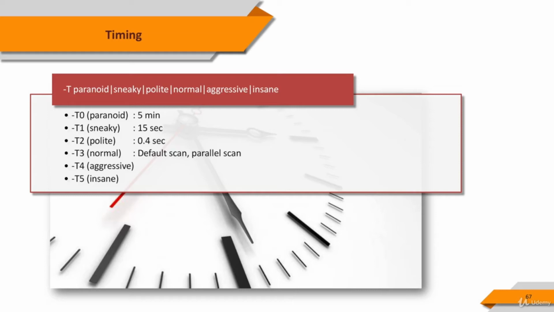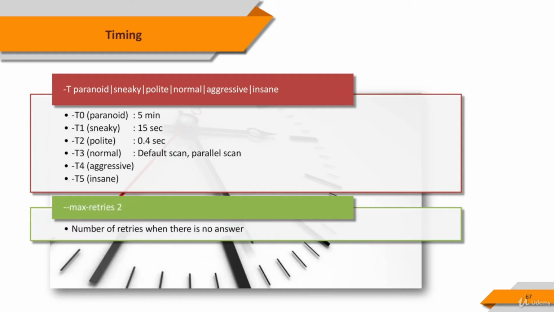Polite mode slows down the scan to use less bandwidth and target machine resources. Normal mode is the default, and so T3 does nothing. Aggressive mode speeds scans up by making the assumption that you are on a reasonably fast and reliable network. Finally, insane mode assumes that you're on an extraordinarily fast network, or you're willing to sacrifice some accuracy for speed.